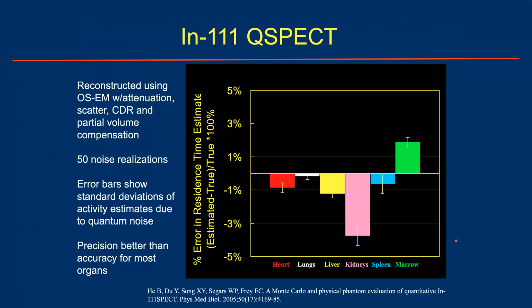So here's an example showing how quantitative SPECT imaging can be used for dosimetry studies. This shows indium-111 quantitative SPECT, which is a very commonly used surrogate isotope for imaging. We can see with quantitative SPECT image reconstruction, we can have a really good estimation of organs, especially the small organs such as bone marrow. Its error is less than 5%, much less than 5%. So this is very accurate for SPECT imaging.